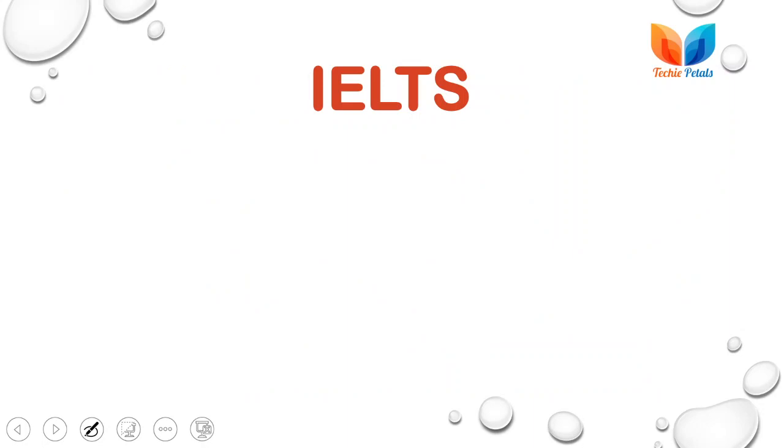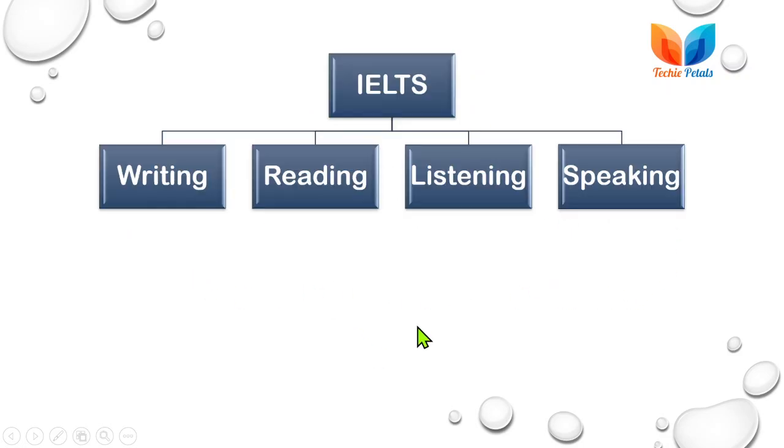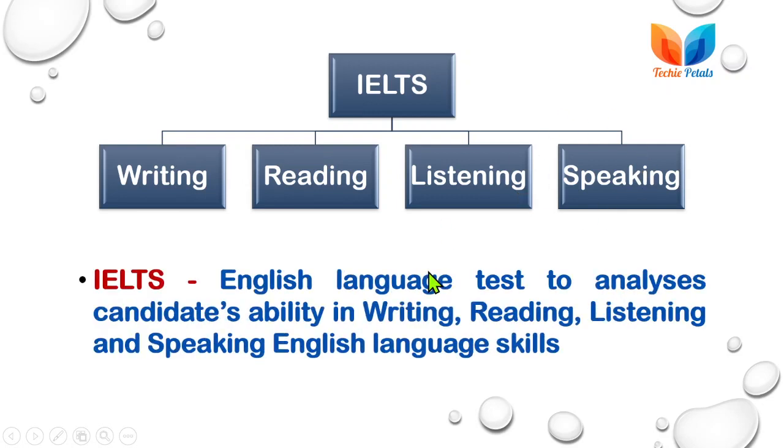So first of all we have the full form of the IELTS exam. The full form is International English Language Testing System. Basically this test is divided into 4 sub-tests, or we can say the test has 4 components: writing, reading, listening and speaking. So these 4 tests are conducted to analyze the candidate's ability in writing, reading, listening and speaking English.